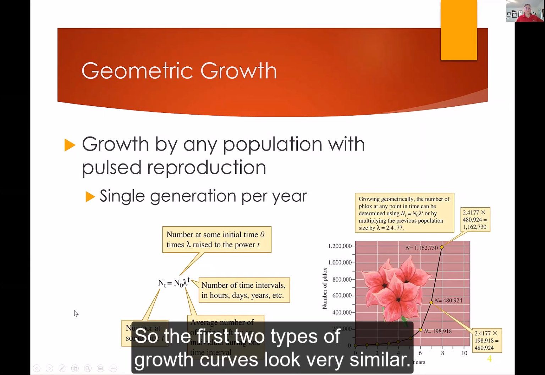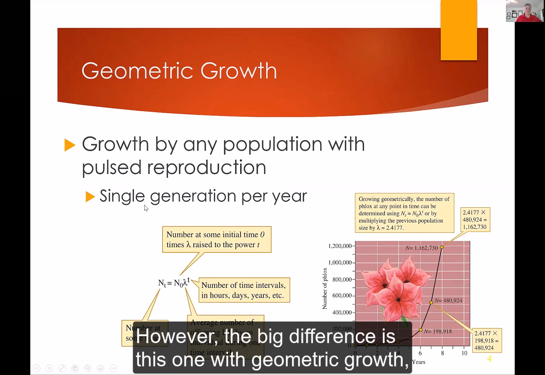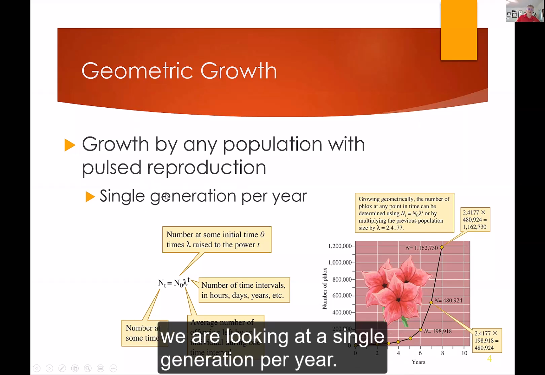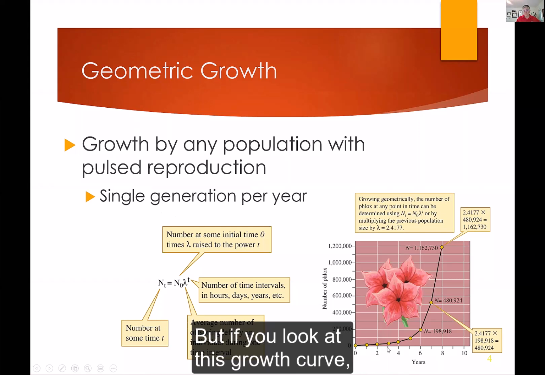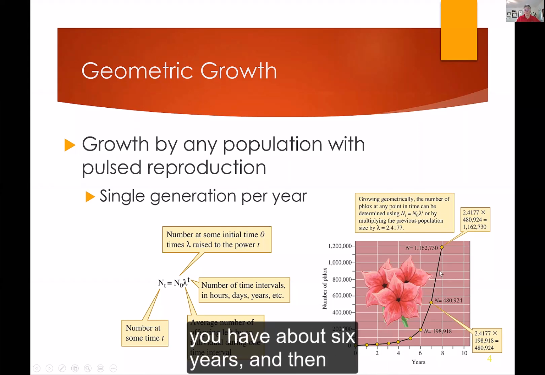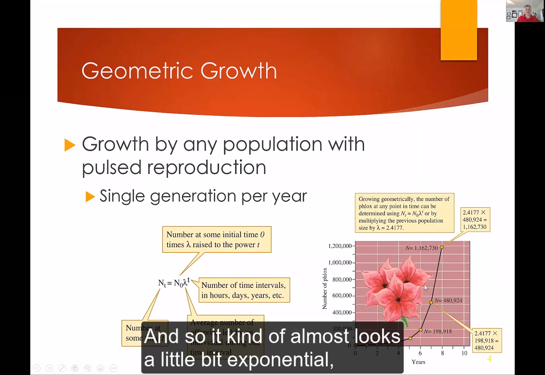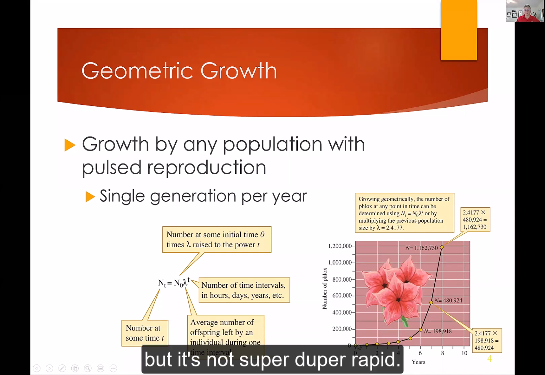So the first two types of growth curves look very similar. However, the big difference is this one with geometric growth, we are looking at a single generation per year. If you look at this growth curve, you have about 6 years and then the curve shoots up, right? It almost looks a little bit exponential, but it's not super rapid. So this one is geometric growth.